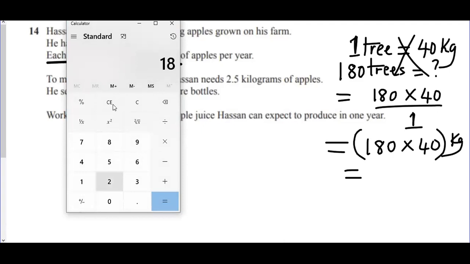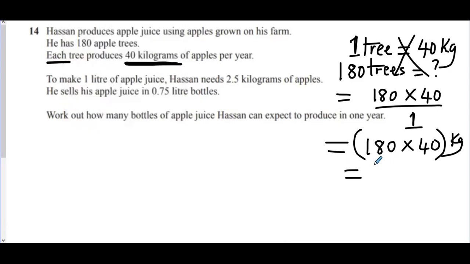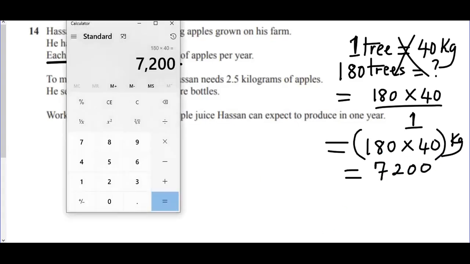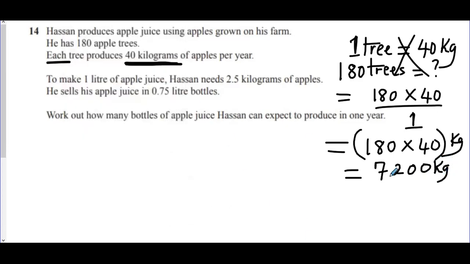180 multiplied by 40. So we can see that 180 times 40, the answer is 7200. So here you go ahead writing 7200. These are kilograms. Now keep going. So we already know that 180 apple trees will produce 7,200 kilograms per year.